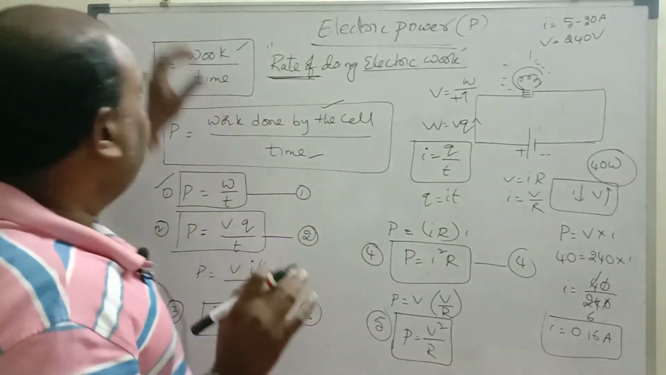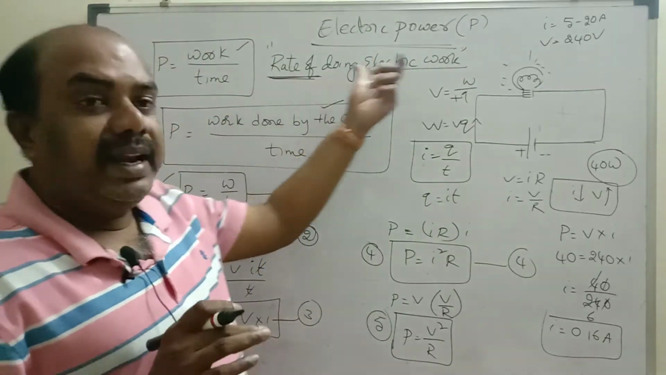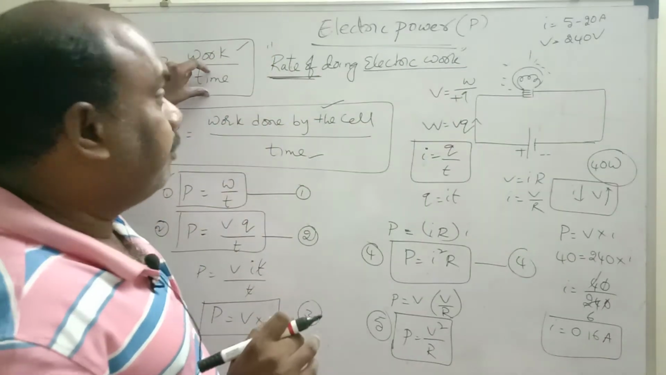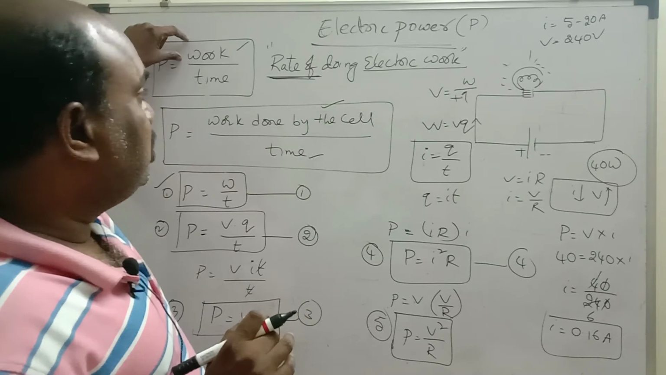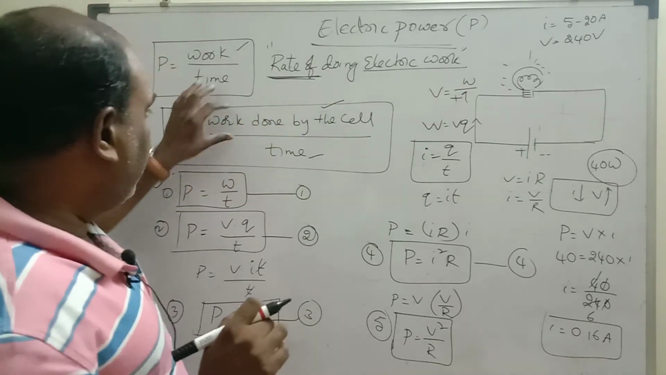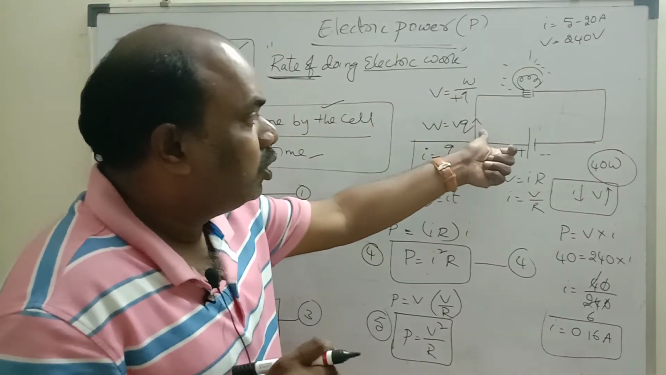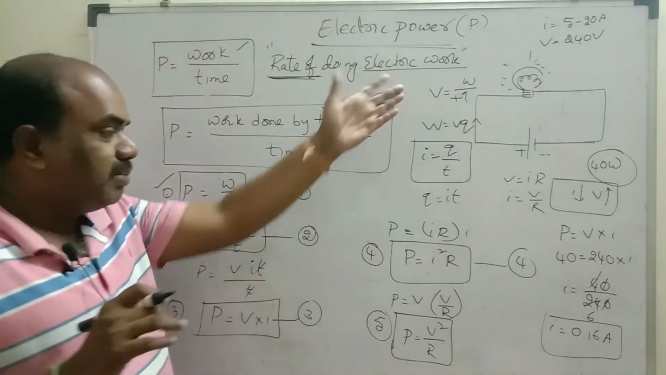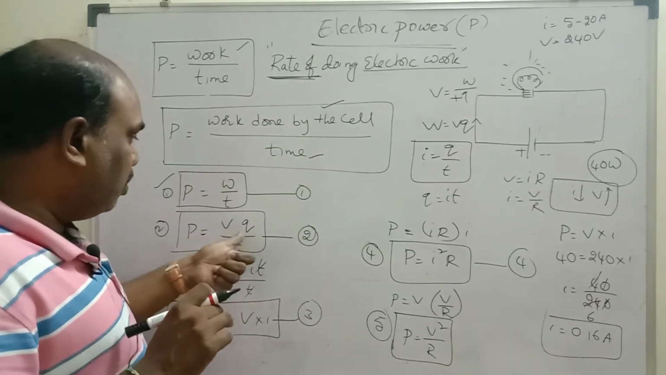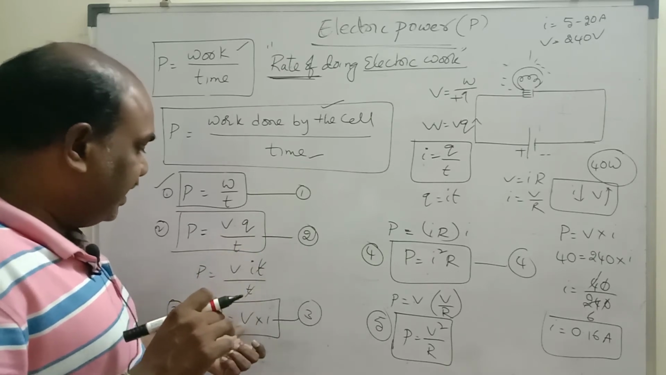Once again, summary: electric power, denoted by P. The rate of doing electric work is called electric power. Rate of means divided by time. Electric work is the numerator: work done by the cell divided by time. So work done W by time T. But work done is equal to V into Q, potential difference into charge, as per the potential difference definition. So I replace W by VQ, V into Q by T. Q by T is nothing but current. So power is V into I.